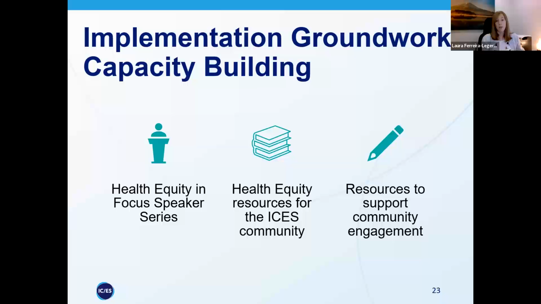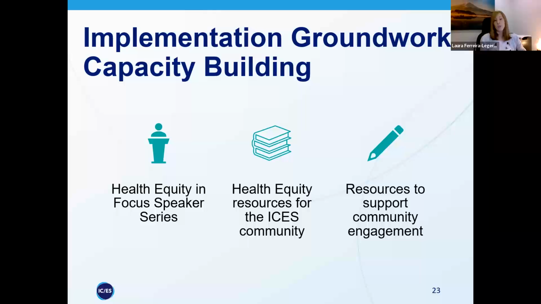In terms of the health equity resources for the ICES community, we also have a monthly newsletter that comes out, and we include in that newsletter some readings. So anything new that's been published or relevant to health equity. Sometimes we include first-person articles or commentaries. So anything that might be useful for our community, we post in the newsletter as well.